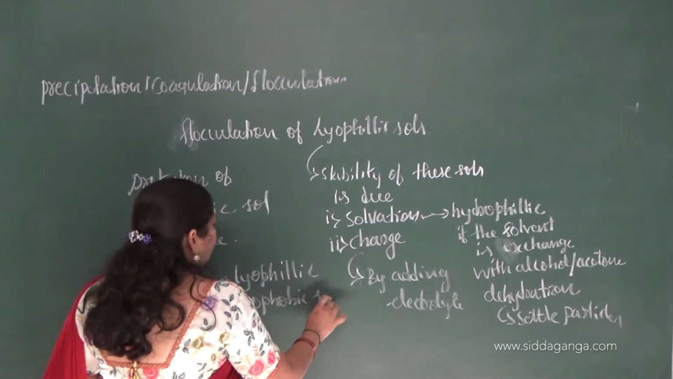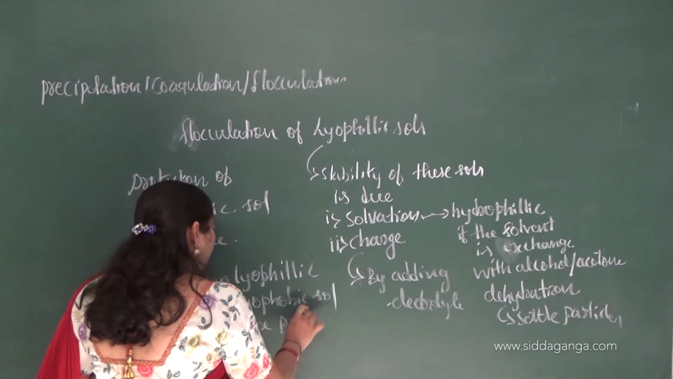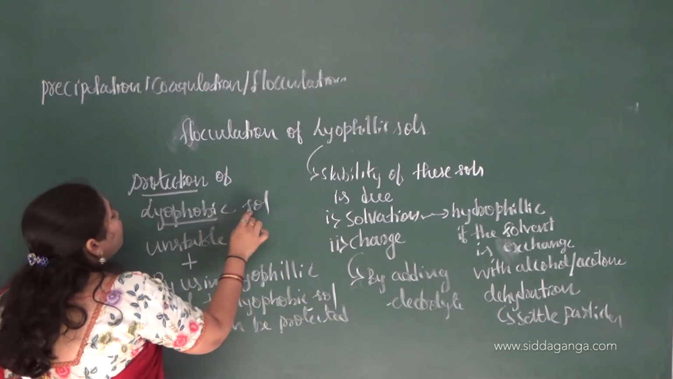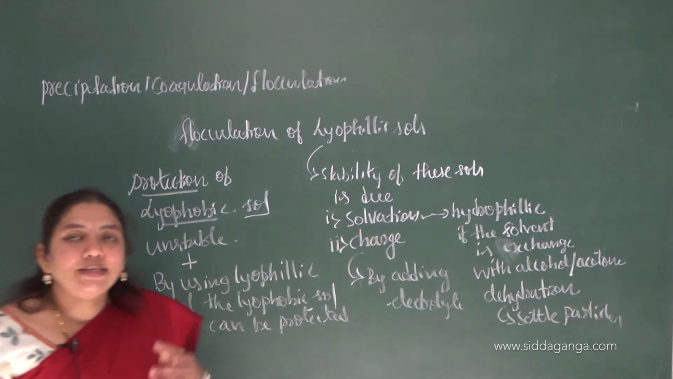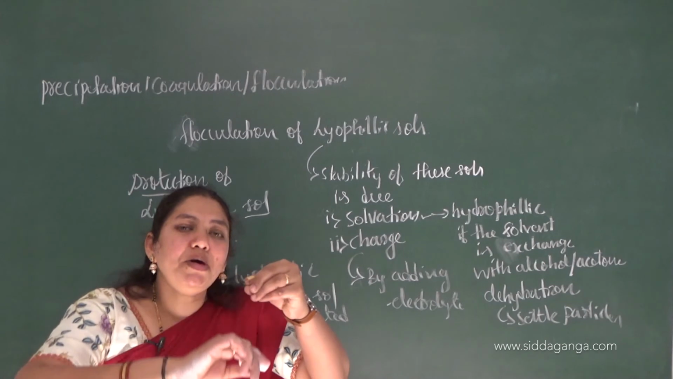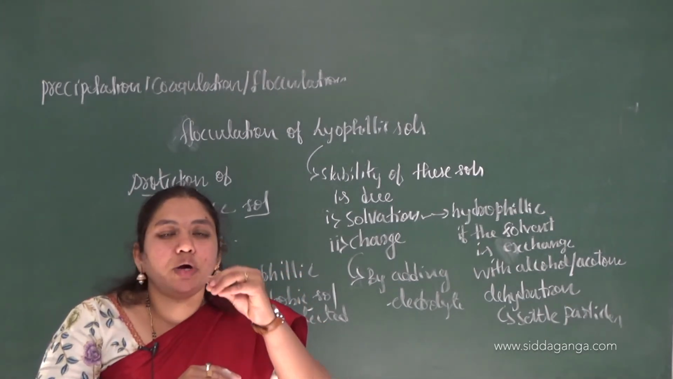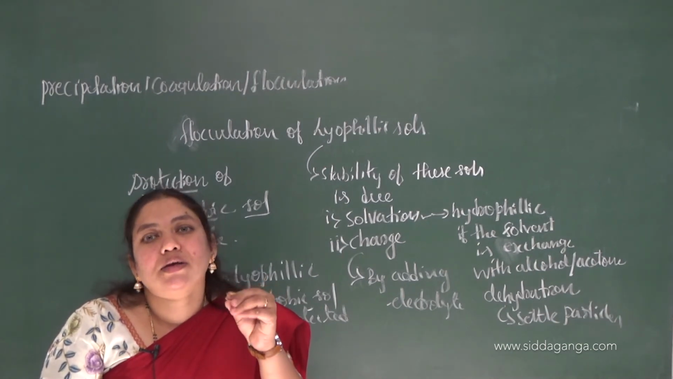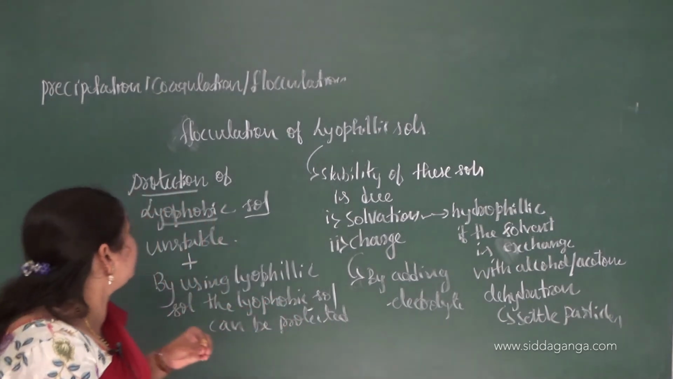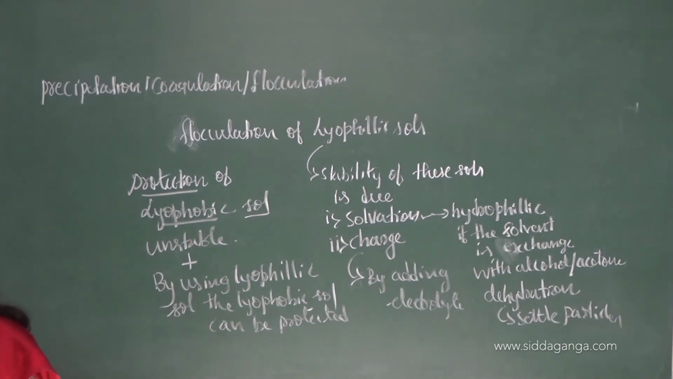lyophobic sols can be protected. That phenomenon, that process is called what? Protection of lyophobic sols. As lyophobic sols are highly unstable, if they are covered by a lyophilic sol that has a high degree of solvation, it prevents the coagulation, or you can say the precipitation, of the lyophobic sols. So we call that protection of lyophobic sols. So we can have a suitable definition for that.